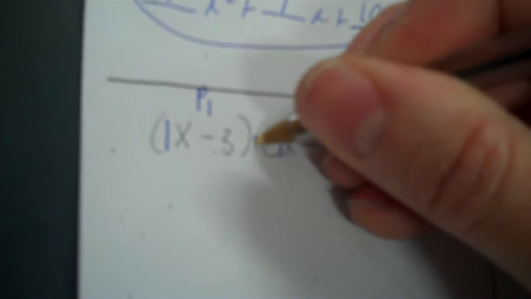Okay, next one, 1x minus 3, 1x minus 5, P1, P2, and they're timesing. Okay, so you have a 1x and a negative 3, so 1x to 1x, 1x to negative 5. Then I repeat the same process with the negative 3. Negative 3 times the same two things.